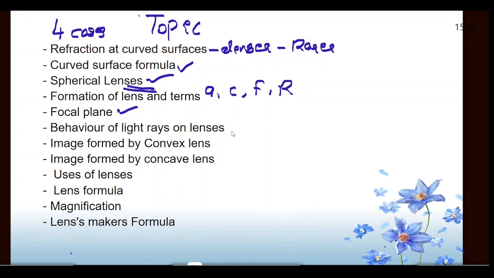And after that, the behavior of lenses and light rays on lenses. If the light ray is parallel to the principal axis, how does the refracted ray bend? If it is passing through the center of the lens, how does the refracted ray bend? We'll discuss these four cases here. And the image formed by concave lenses and also convex lenses. Then we will discuss ray diagrams.